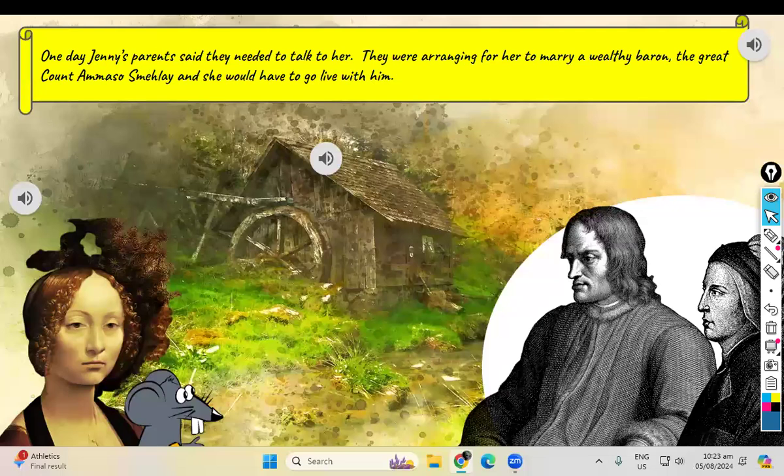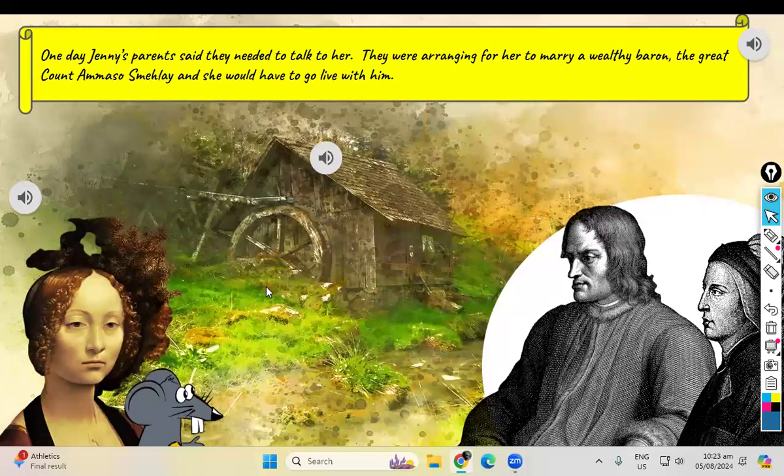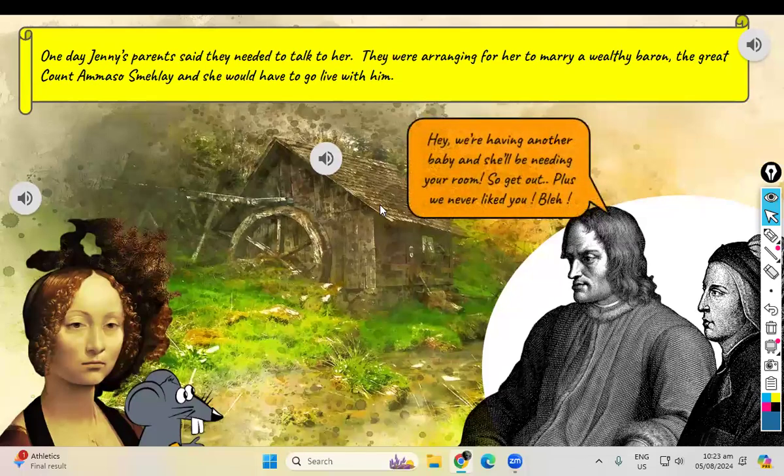One day, Jenny's parents said they needed to talk to her. They arranged for her to marry a wealthy baron. Great. If you say this fast, it sounds like something, right? The great Count I'm so smelly. It sounds like I'm so smelly, if you say it fast, right? And she would have to go and live with him. All right, that's a little hard luck there for Jenny, getting kicked out of her house by her parents, right? So apparently her parents were having another baby and she'll be needing her room. So they told her to get out, and they told her they never liked her in the first place.